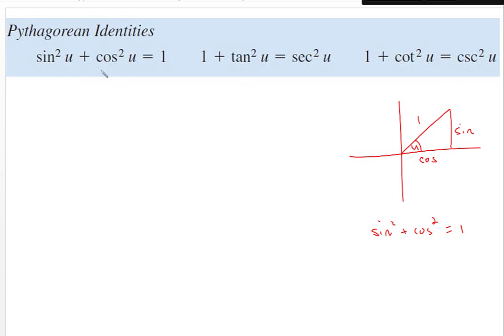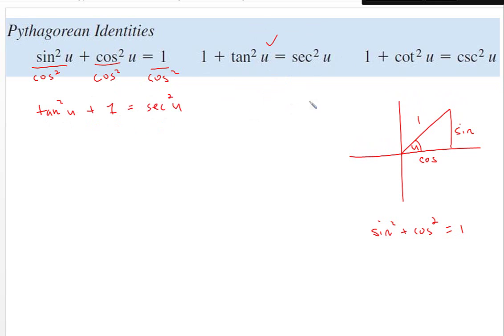And from this right here, we basically get the other two Pythagorean identities. Because if you just divide by cosine squared here, divide everything by cosine squared. Sine squared over cosine squared, that's just going to give us tangent squared. Plus, that'll give us 1 is equal to 1 over cosine squared is basically going to be secant squared. Alright, so that's how we get this one right here, this Pythagorean identity.